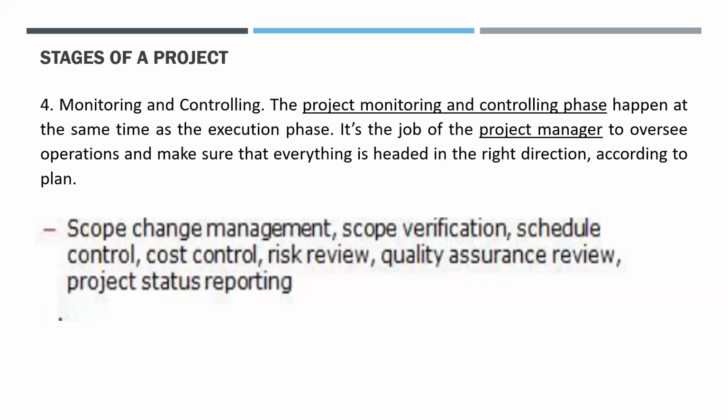Okay? The project monitoring and controlling phase happens at the same time as the execution phase. It's the job of the project manager to oversee operations and make sure that everything is headed in the right direction according to plan. So there are scope change management, verification, schedule control. Schedule control in this subject is your list of activities that you were already given. Risk review: what are the things that you have to do in order to minimize the risk of failing this subject. Quality assurance is when the output of your projects and your activities are good.